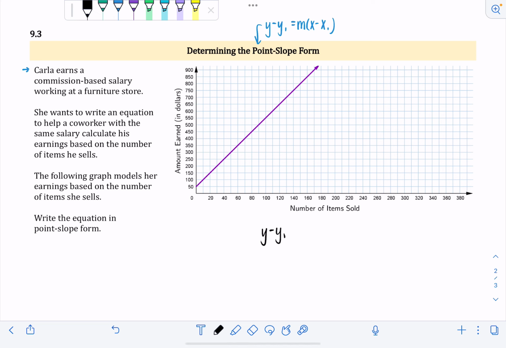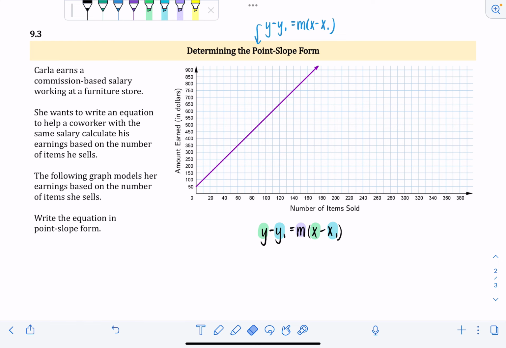I'm going to rewrite the formula down here, just so we can talk about the different things that we need to find. So in general, when you're writing an equation, y and x, those are part of the equation. Like those will be in your final answer. So that means that the other pieces of information that we need to find are y1 and x1 and then m. It's the same m that we've been finding all throughout these notes. So I'm going to start with that.